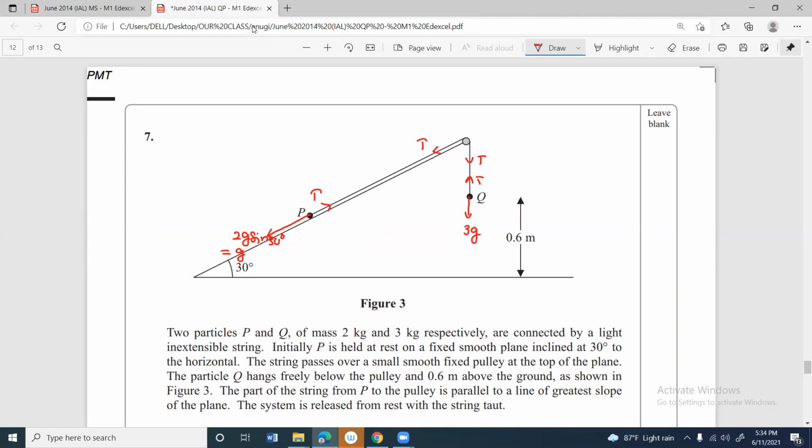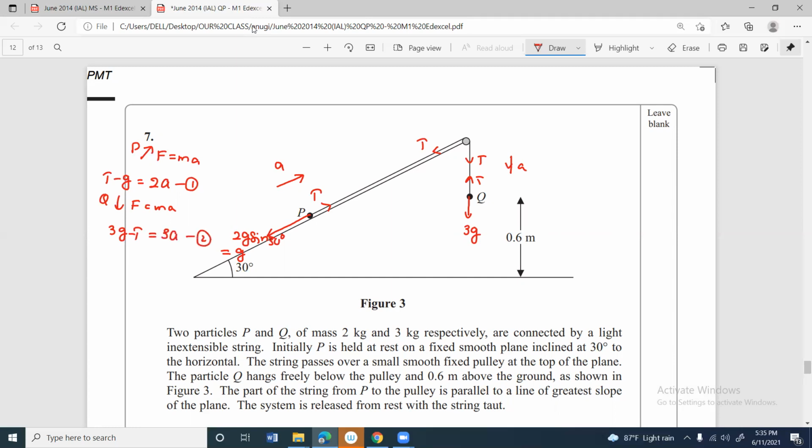Right. Then we need to find the acceleration. If you put it over here, this goes up with an acceleration a and this goes down with an acceleration a. Then for P, I can apply along the plane F equals ma. It's moving up, therefore T minus g equals mass 2 into a. This is my first equation. Then for Q, downwards F equals ma, that is 3g minus T equals 3a. This is my second equation.